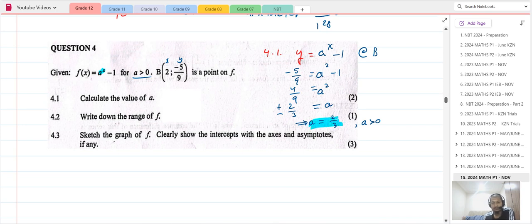Let's see if we did this correctly. Minus 5 over 9 plus 9 over 9 is 4 over 9. You can just add it up on the calculator and take the square root of both sides. So we got the value of a.